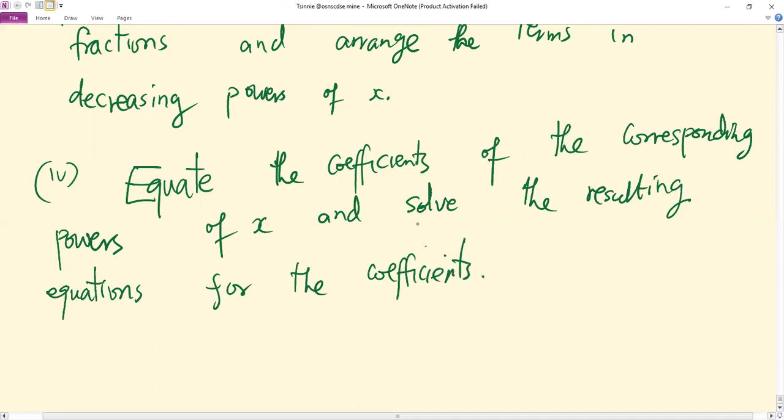So that is the process that we follow. In the next session, we give examples on how to integrate by partial fractions.